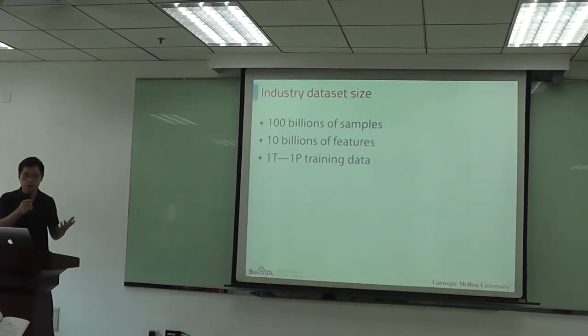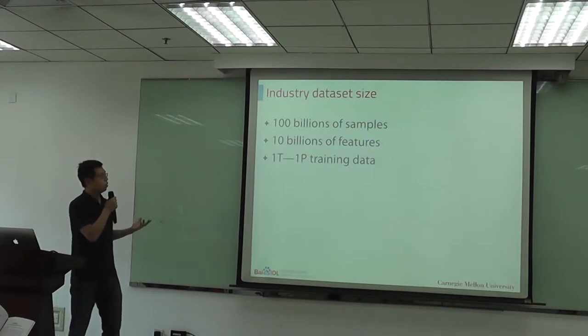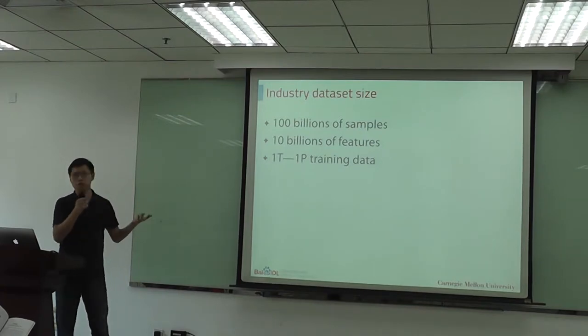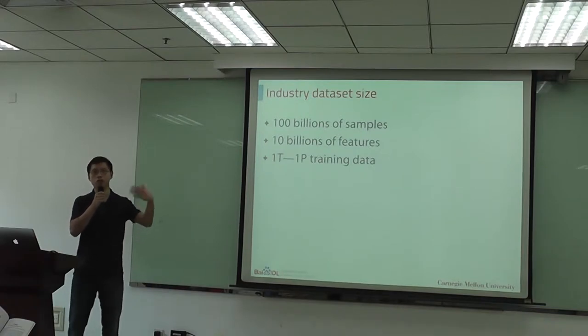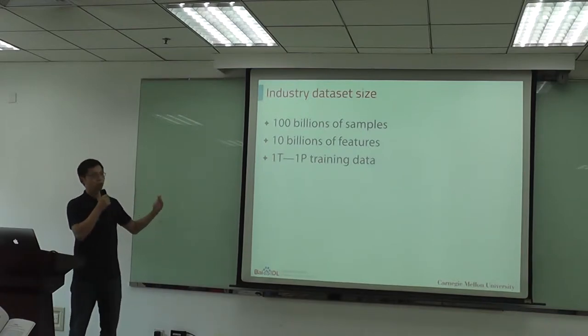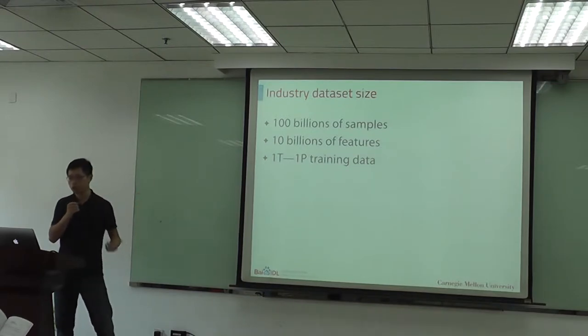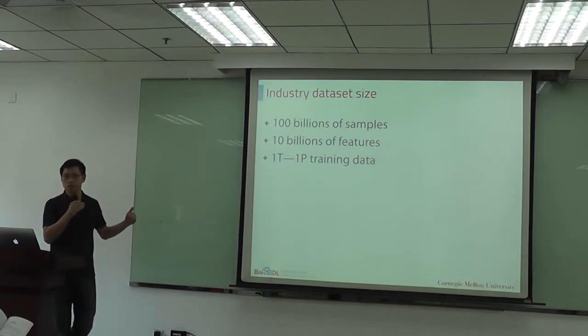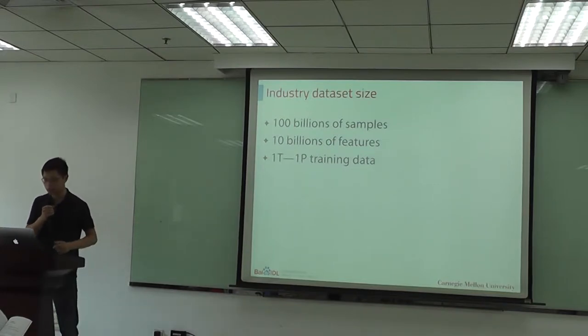What about the typical industrial data set size? I think a reasonable assumption is that you have about 100 billion samples because you have billions of users. Each user may generate some data. And if you do feature engineering well, you have about 10 billion features. Given this data set, you have 1 terabyte to 1 petabyte of training data.